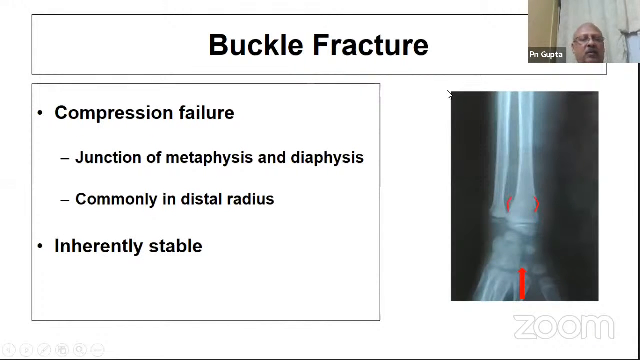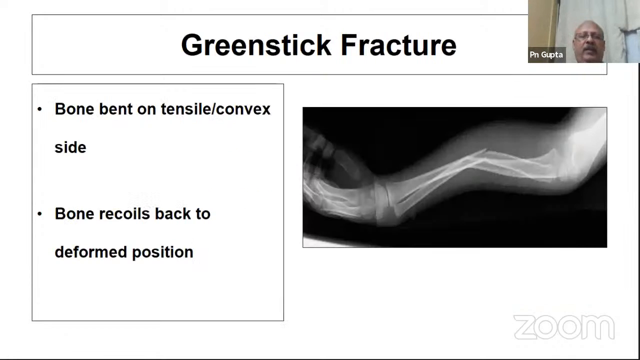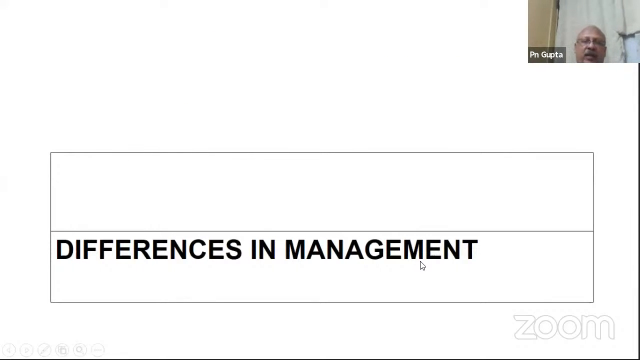Buckle fractures are also common in children, which are basically compression failure due to axial force and usually occur at the junction of metaphysis and diaphysis, common in the distal radius. They are inherently stable, so you just need to immobilize them. And greenstick fractures are basically where the bone recoils back in the deformed position, so the bone is bent on the tensile or convex side. What you usually need to do is break this and complete it, to make it a complete fracture to have good stability.